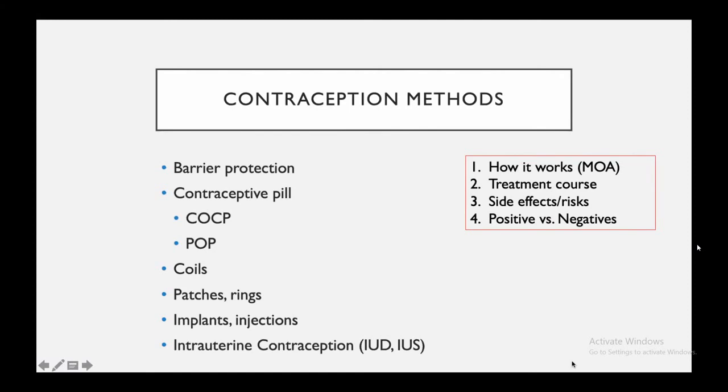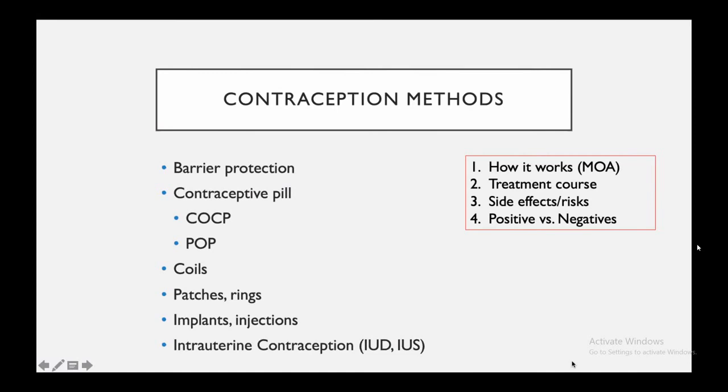The next thing you want to do is, once you've formulated what their ideas, expectations, and concerns are, and if they have any preferences, at the background in your mind, you should be thinking about your contraception methods and those available to you. So the various contraception methods include barrier protection, a contraceptive pill, of which a combined oral contraceptive pill or a progesterone only pill. There's coils, patches or rings, implants and injections, and intrauterine contraception, which includes an IUD or an IUS.